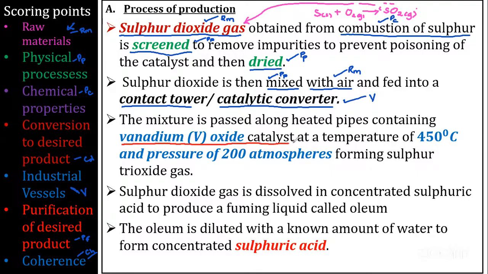If you remember the catalyst we used in manufacture of ammonia during the Haber process, we used finely divided iron. When we are manufacturing nitric acid, we used platinum. Now in manufacture of sulfuric acid, we are using a catalyst known as vanadium 5 oxide. And somebody is asking, is vanadium 5 oxide soluble in water?